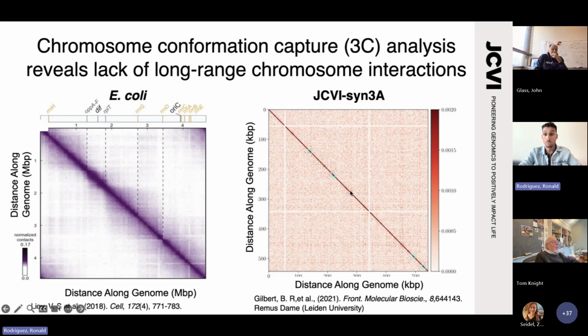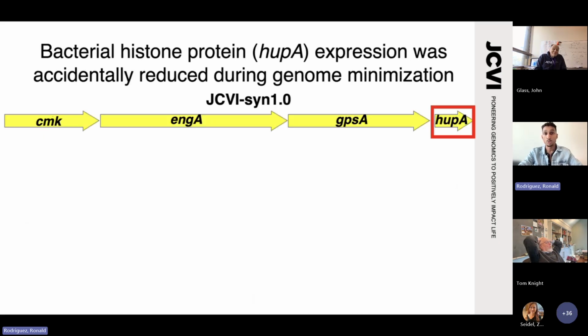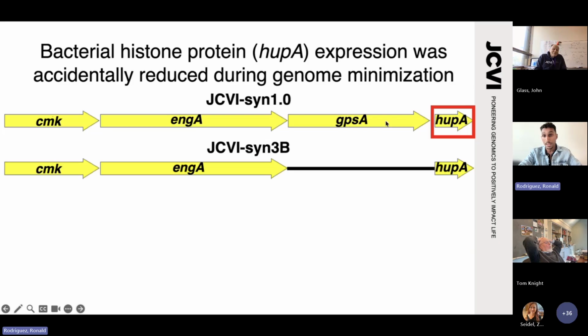And this is interesting because we have a cell that expresses every single gene, but may not have a defined chromatin structure. And we think this is very interesting from an evolutionary standpoint because we think that by studying chromatin organization in the minimal cell, we may be able to get a glimpse of what primordial cells looked like early in the evolution of life, before cells developed crazy sophisticated ways for organizing their chromatin. So if you look at the genome of SYN 1.0, upstream of HUP-A, this histone protein, is GPSA.